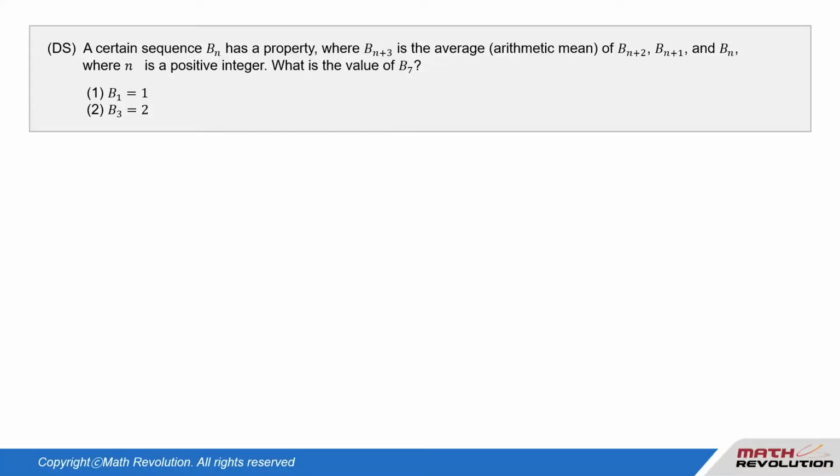Question. DS. A certain sequence, B of n, has a property where B of n plus 3 is the average, arithmetic mean, of B of n plus 2, B of n plus 1, and B of n, where n is a positive integer. What is the value of B of 7? Condition 1, B of 1 equals 1. Condition 2, B of 3 equals 2.